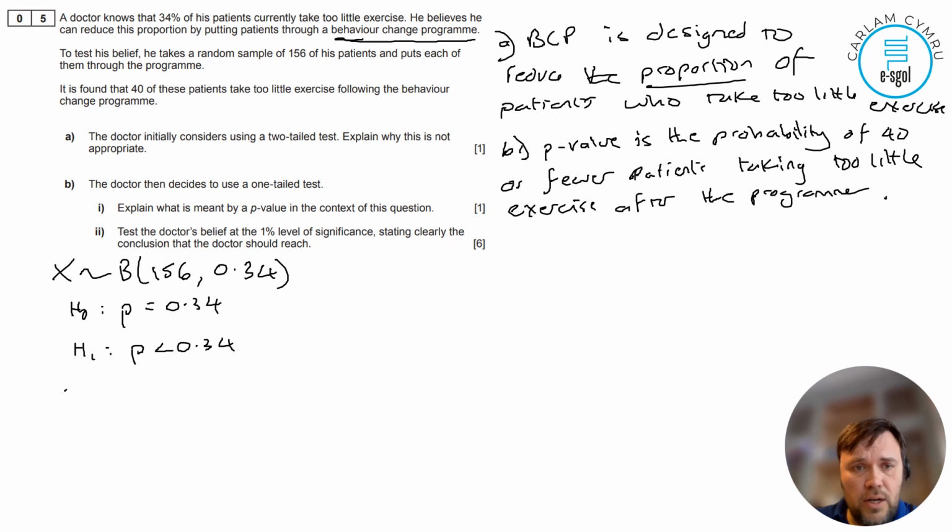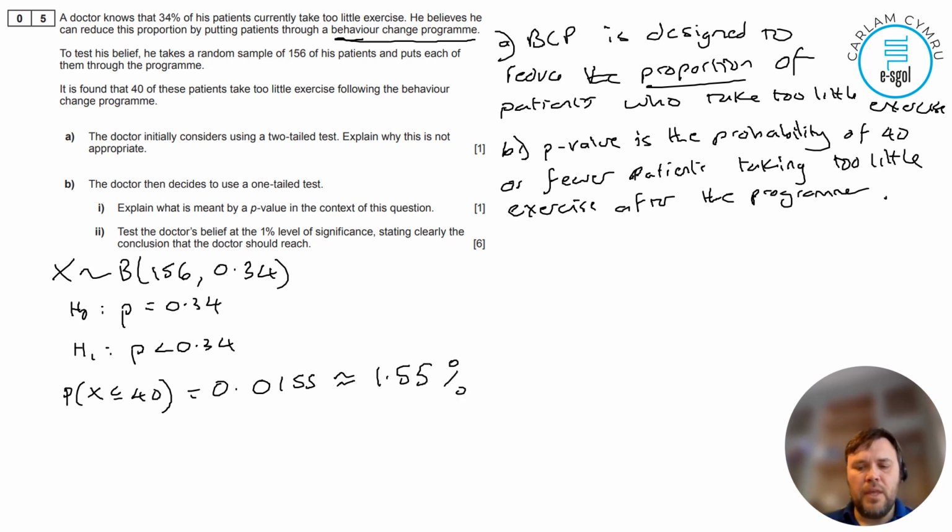You've stated the binomial, you've stated the null hypothesis and the alternative hypothesis, and then it's a case of using the calculator or looking up tables, P(X less than or equal to 40), although I don't think tables would be appropriate because it's 156. So it's going to have to be using the calculator, and that is equal to 0.0155, which I'm approximating to 1.55%. So then I would say that 1.55% is greater than 1%. Okay, so now what does that actually mean? I've got 5 out of the 6 marks. I've got to state what it means. Well, it means that there is insufficient evidence at the 1% level to reject H0.